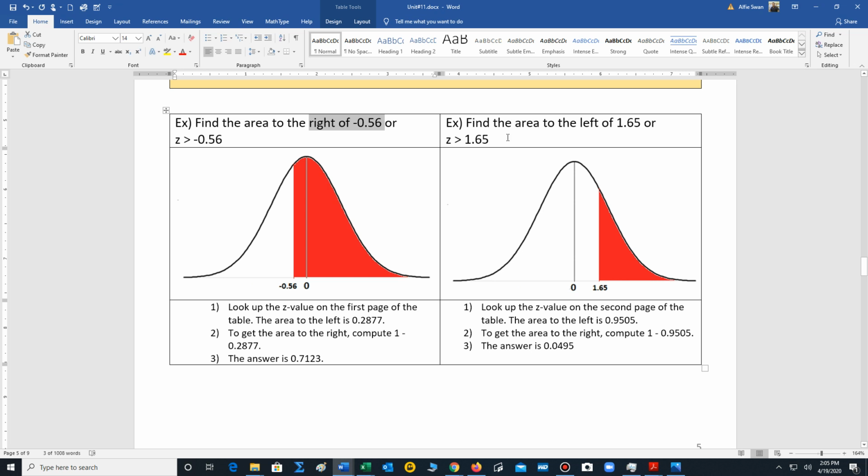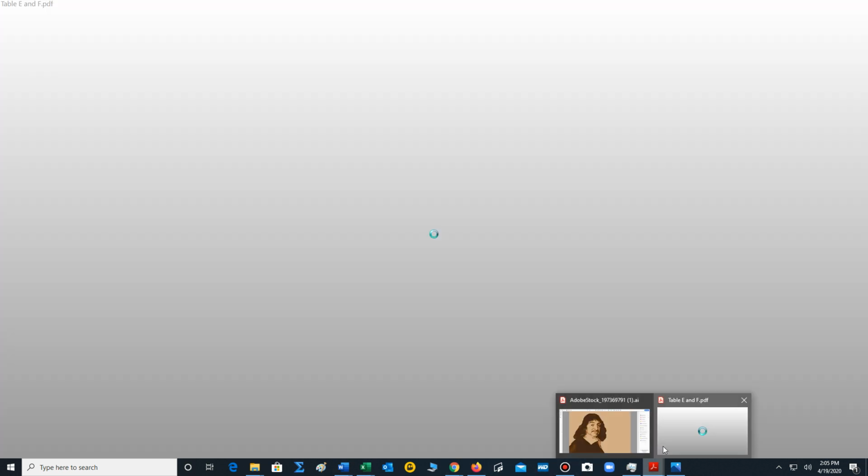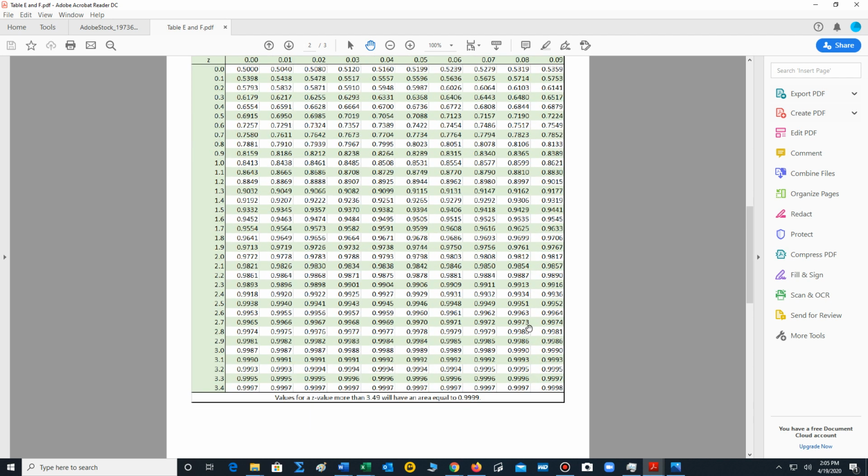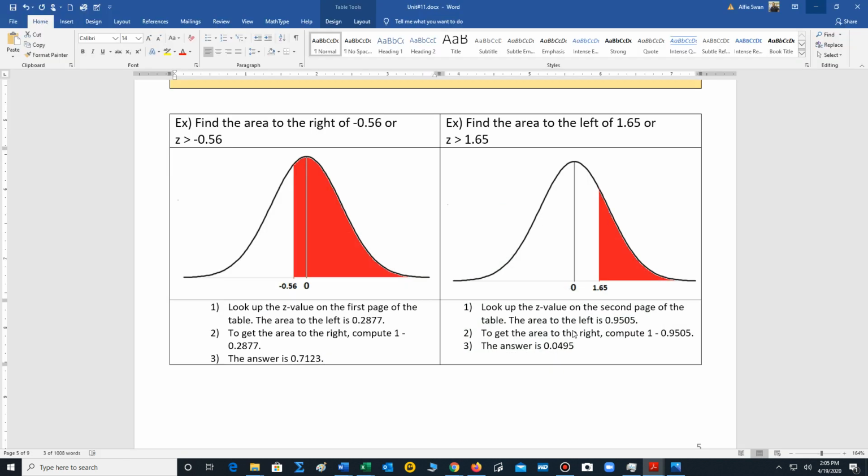Let's look up the area to the right of 1.65. Once again, it's a positive z-value. So we go to the positive z-values now, 1.65. We locate 1.6 and we go all the way under 5. That's 0.9505. We take 1 minus 0.9505 to get 0.0495. That's this area to the right.